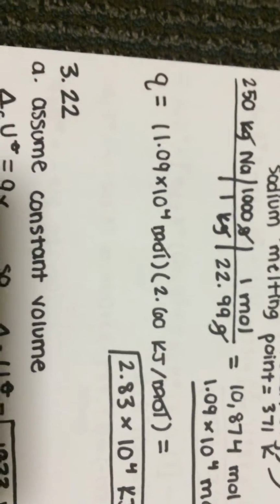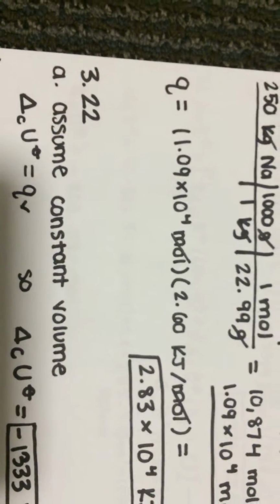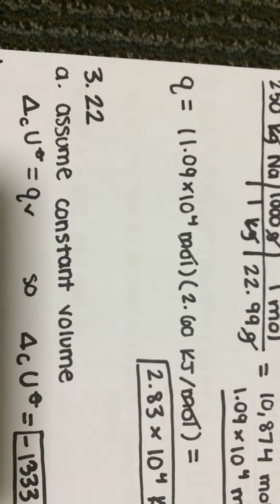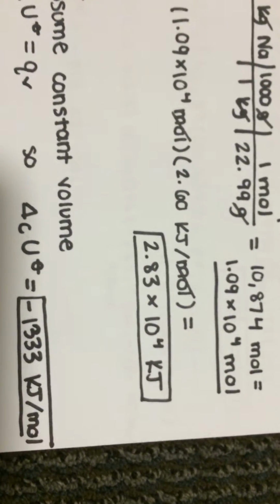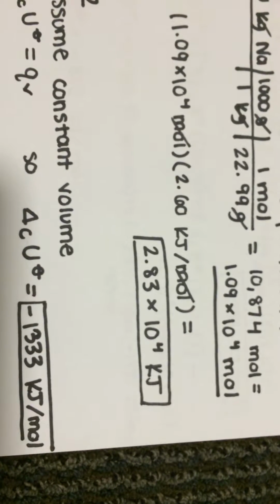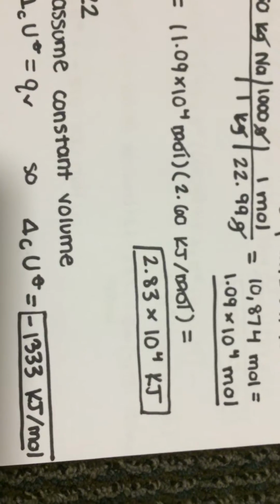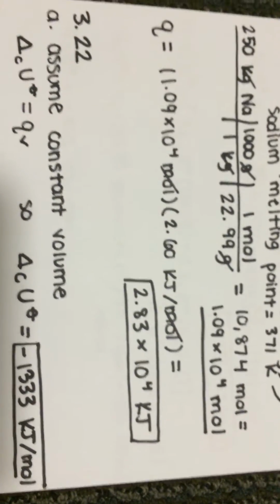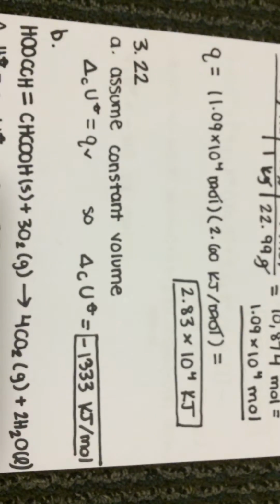Since this takes place in a bomb calorimeter, we're going to assume that there is constant volume. And because there's constant volume, our standard internal energy of combustion equals our heat at constant volume. Therefore, our standard internal energy of combustion is negative 1333 kilojoules per mole, which is what the problem gave us. Now in part B, we need to calculate the enthalpy of combustion. So here's the equation for the problem that we are using.